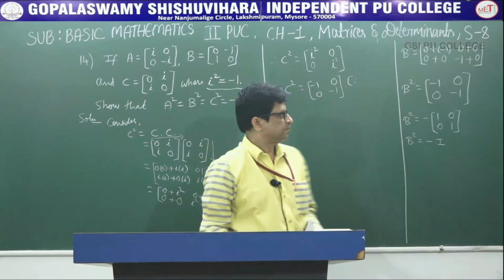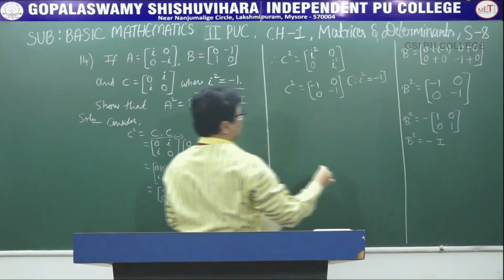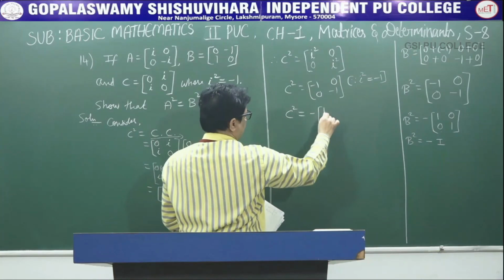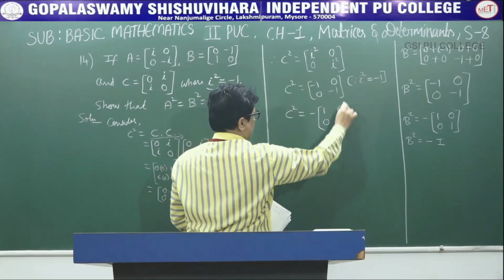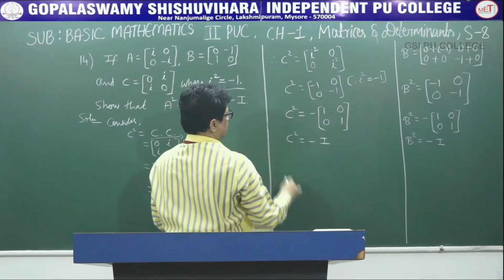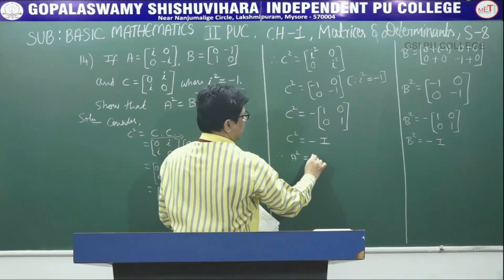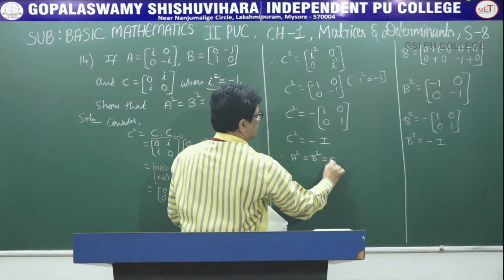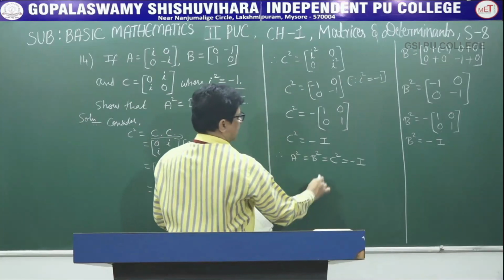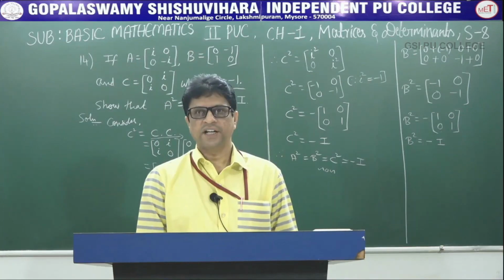This is because i square is equal to minus 1. We can take minus common. So, we have 1, 0, 0, 1. So, C square will be equal to minus I. Therefore, A square is equal to B square is equal to C square is equal to minus I. This completes this problem. Okay, thank you.